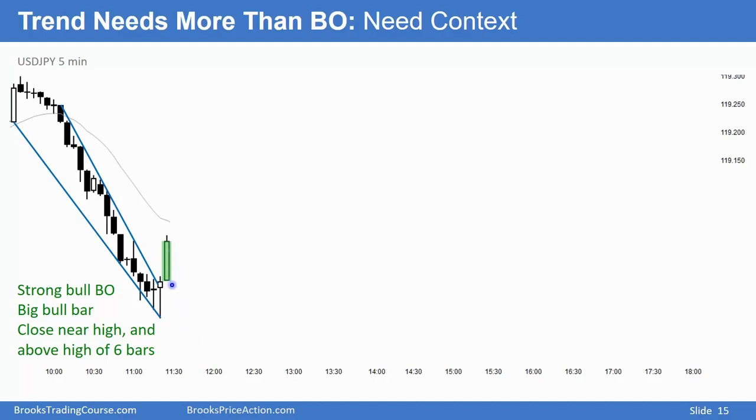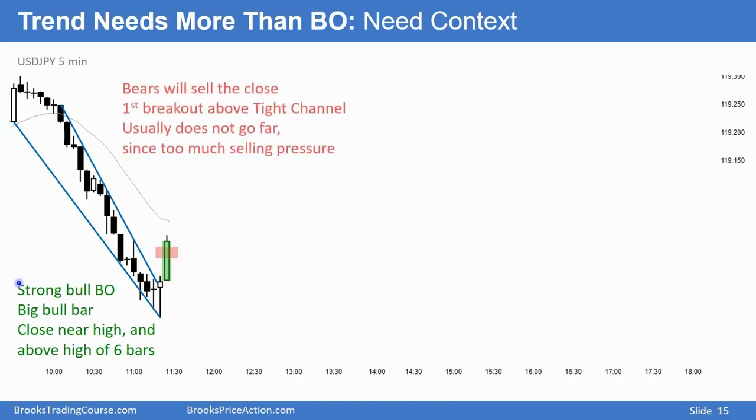But at this point, the odds are this reversal will be minor. Usually the first breakout above a protracted bear channel, a tight bear channel that lasts a lot of bars, is minor. The bulls have a micro double bottom. They have a possible 1-bar final flag, and they have a big bull bar closing on its high above the high of the past 6 bars. All good for the bulls, yet probably minor. Minor means the first reversal up probably will not get very far.